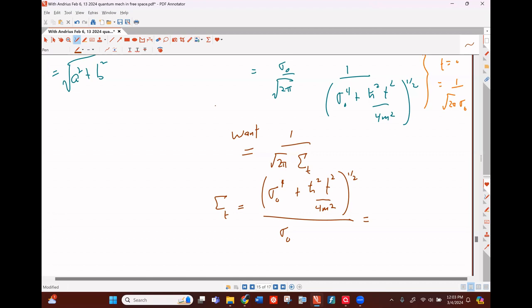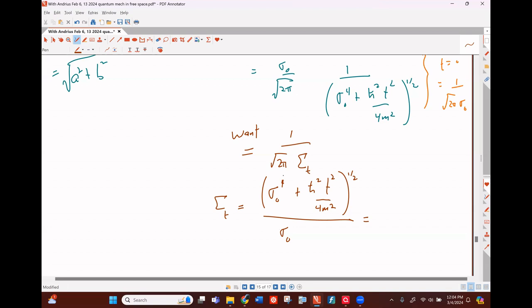h bar. Well, sigma has units of space, of distance. Sigma naught has units of distance.